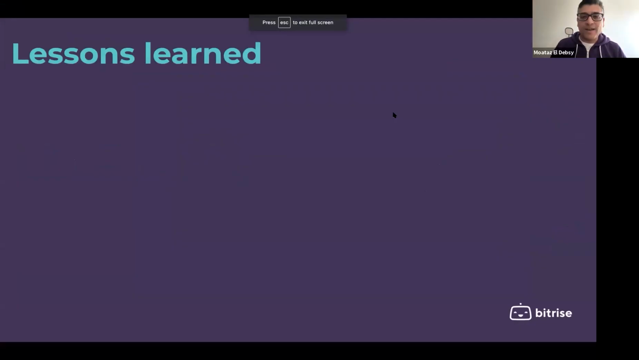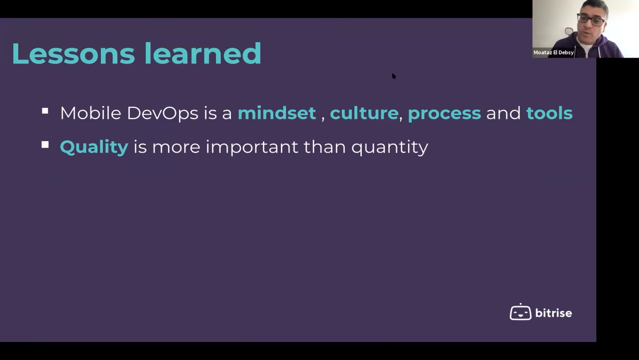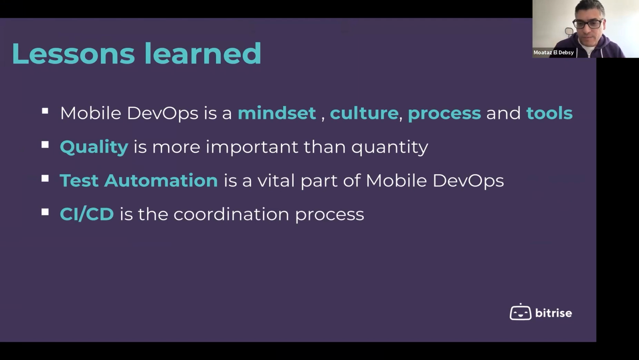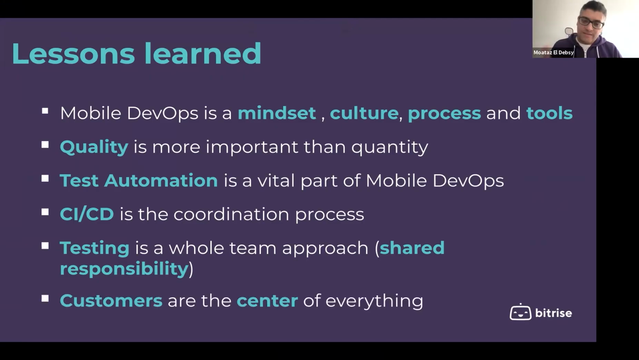The last one is the lessons learned from our talk today. Mobile DevOps is a mindset, culture, process, and tools. It's not about tools only. Quality is more important than quantity. Test automation is a vital part of mobile DevOps. CI/CD is a coordination process inside the team, and testing is a whole team approach. It's a shared responsibility, not only the responsibility of the QA engineer. And the last one, for sure, customers are the center of everything.